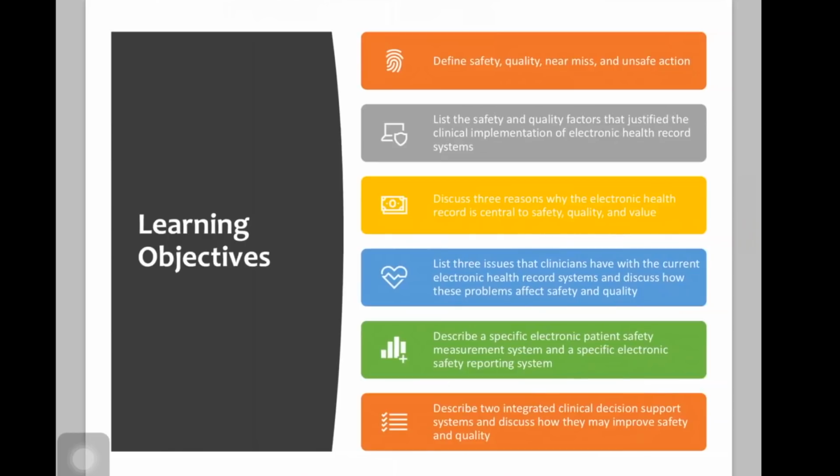Then I will list the safety and quality factors involved in healthcare. Afterwards, I will discuss the reasons why EHR is essential to safety, quality and value. I will also explain the issues that the clinicians are facing when they are using the EHR and clinical decision support systems.